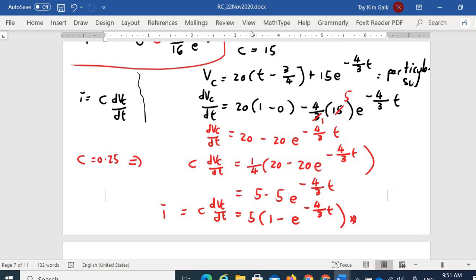So with this, thank you for your attention for this topic, RC circuit, where we model in terms of current I, charge Q, and voltage across the capacitor. Thank you for your attention.